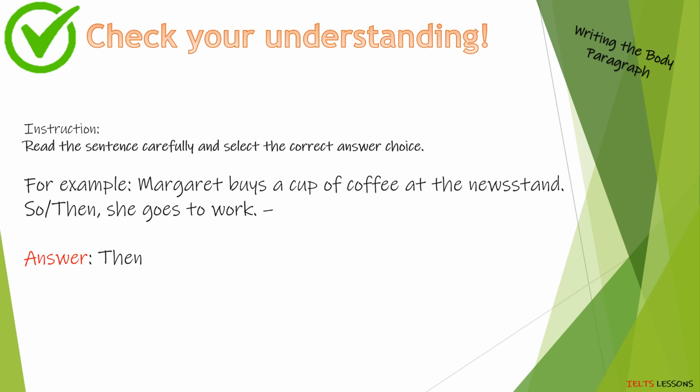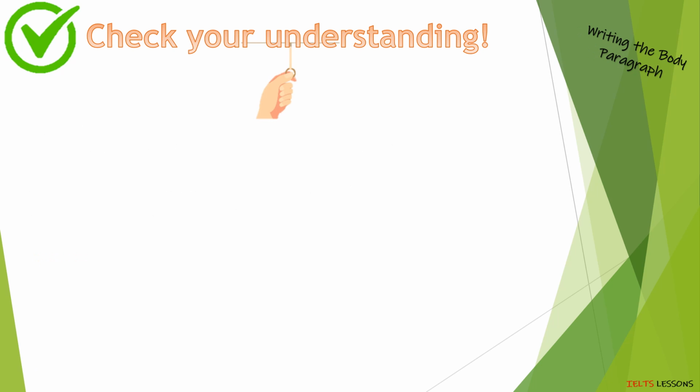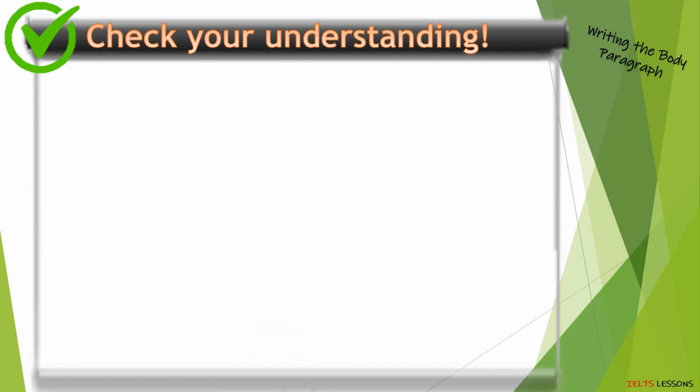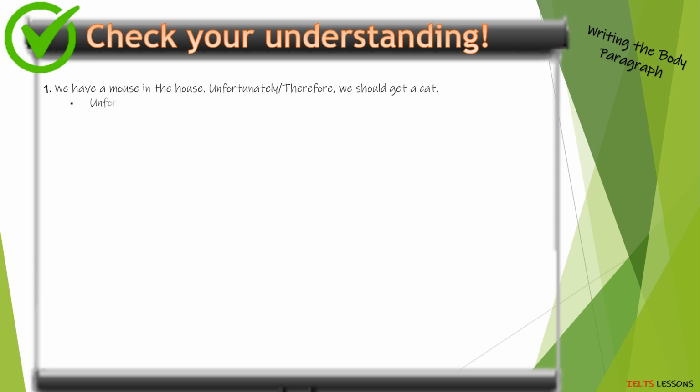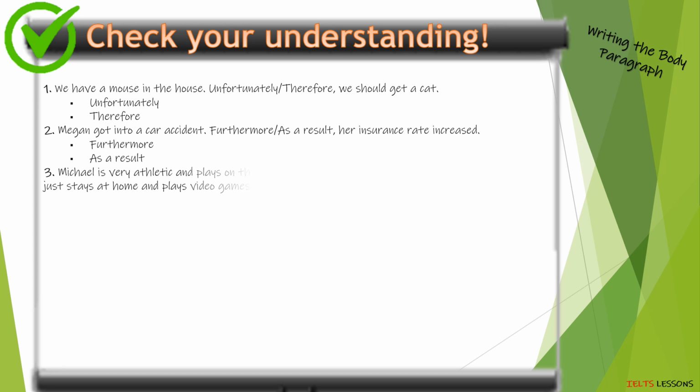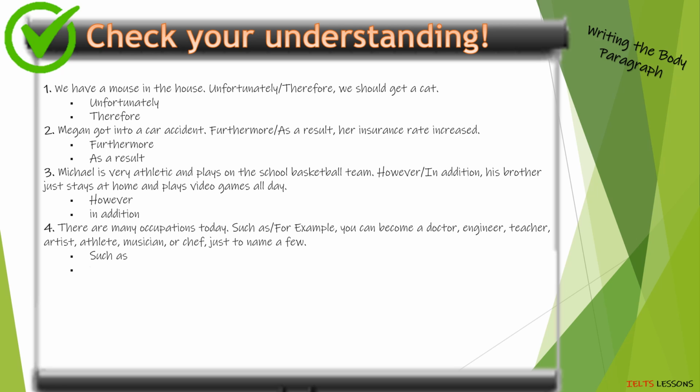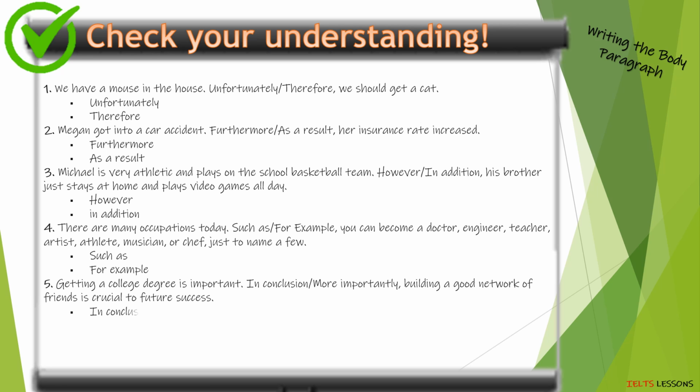Now for example, it says here, Margaret buys a cup of coffee at the newsstand. The choices are so and then. Alright, and our answer here is then. Now let's answer questions 1 to 5. So these are the exercises 1 to 5, and again, what we need to do here is to select the correct transition in exercise 1 to 5.